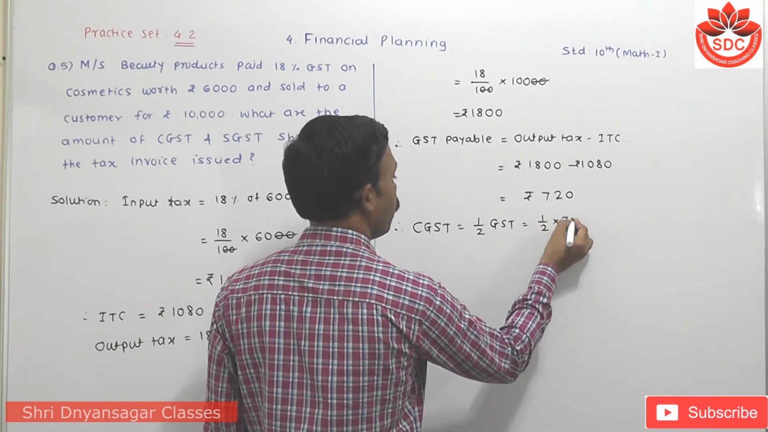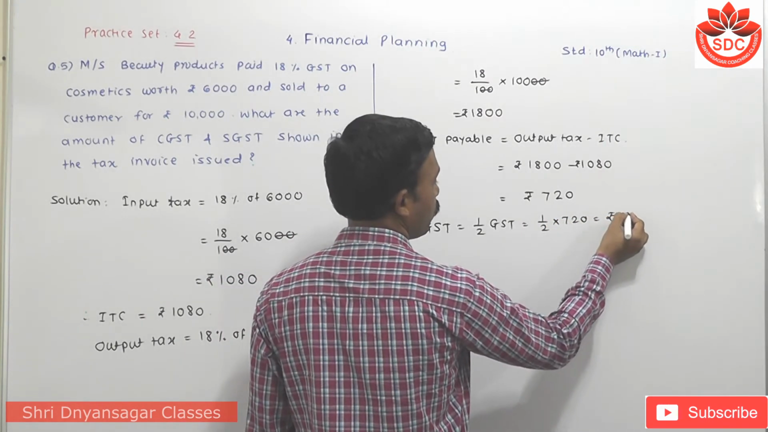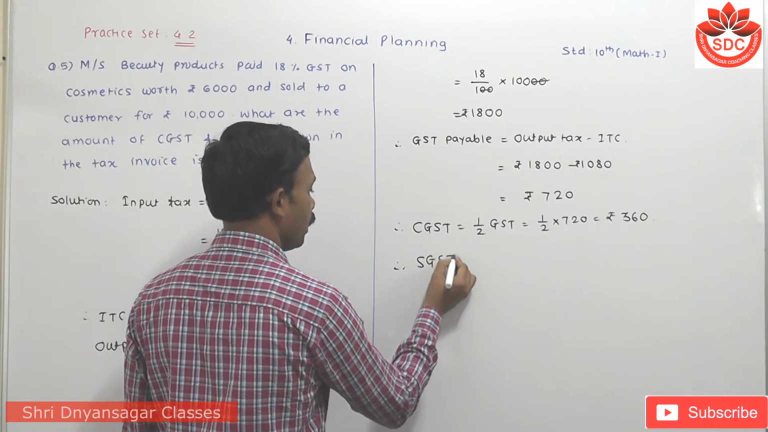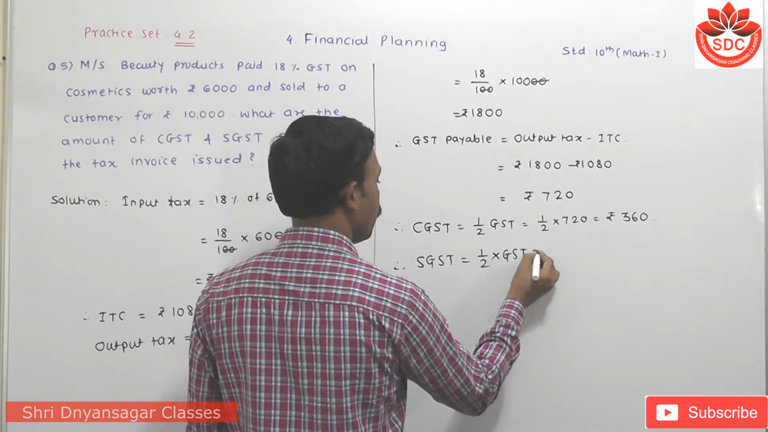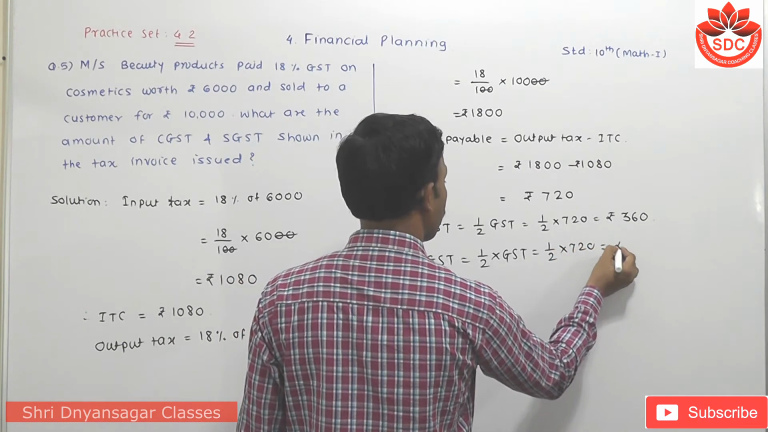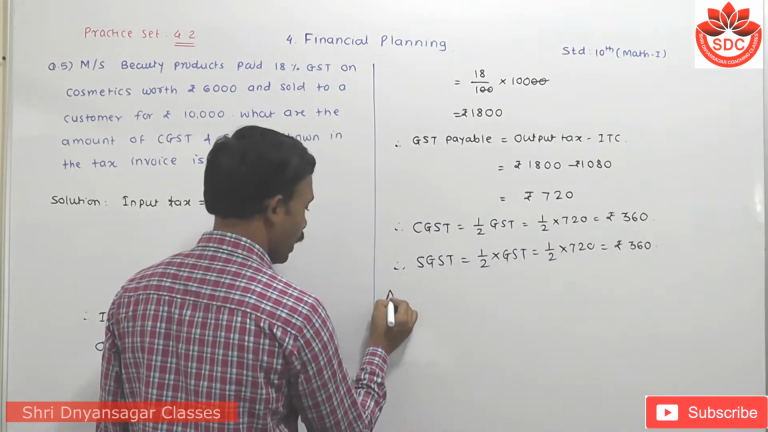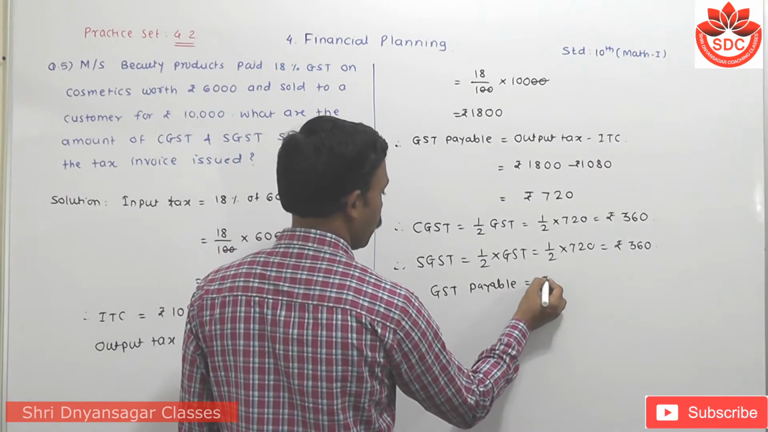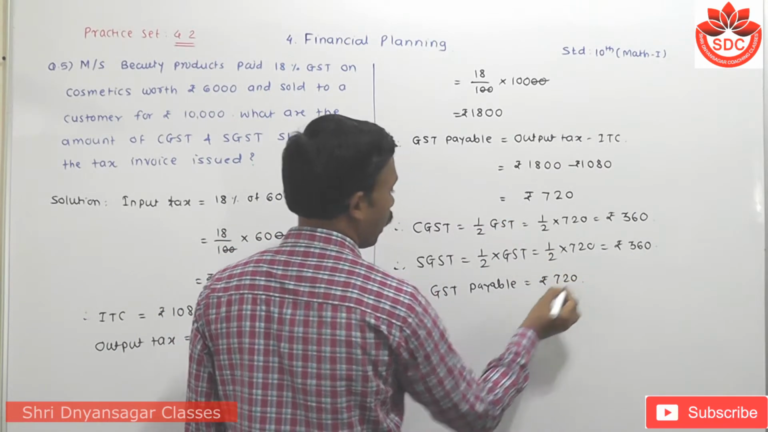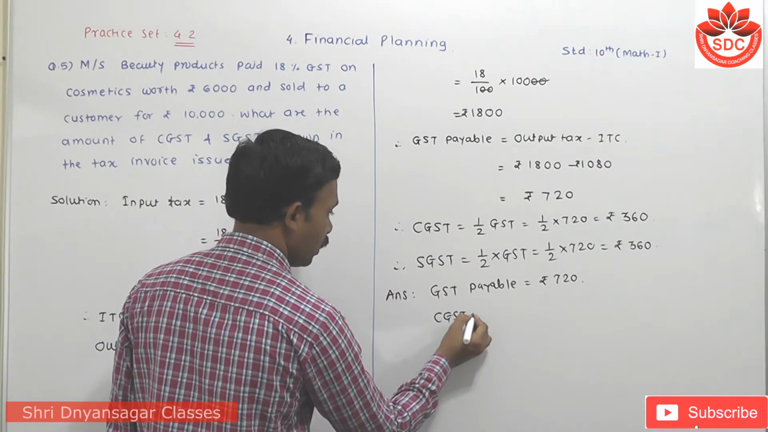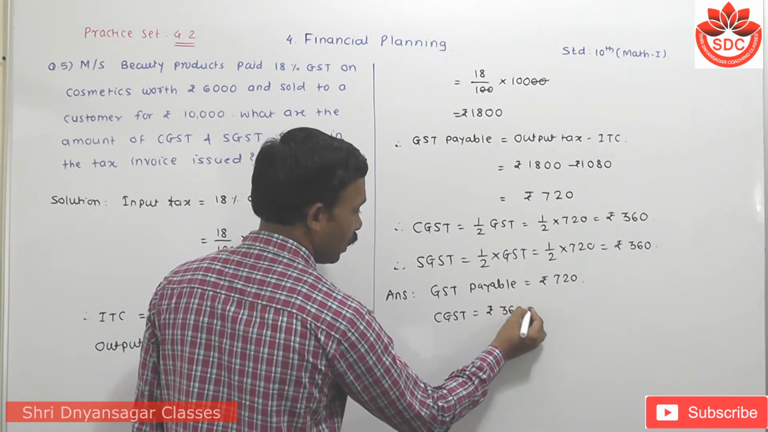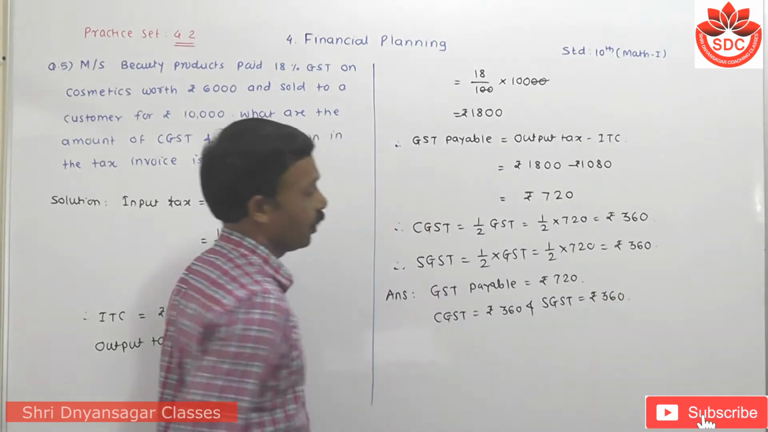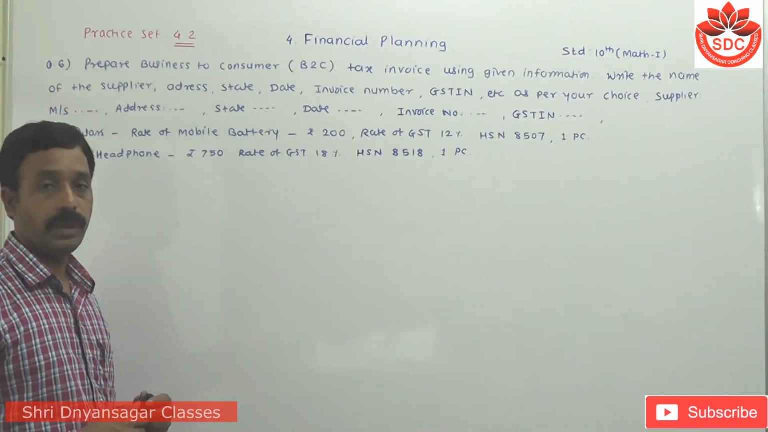Now half of 720 is rupees 360. Therefore, the answer in a full sentence: GST payable is rupees 720, CGST is rupees 360 and SGST is rupees 360. Okay, students, we take the next question.